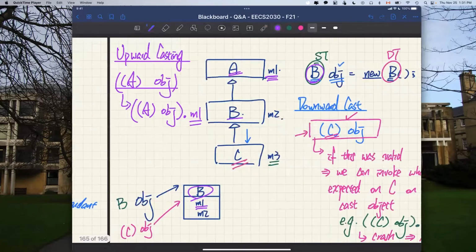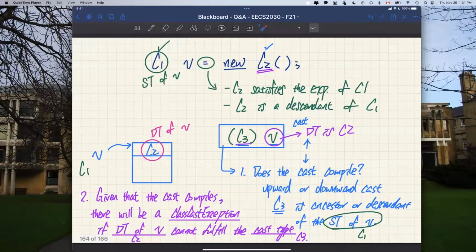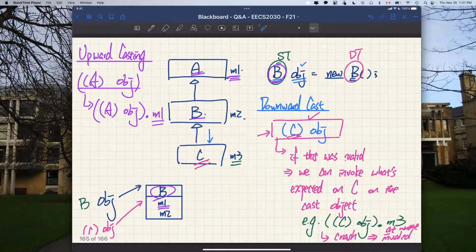So that's why we said over here, it will be a class cast exception if the dynamic type cannot fulfill the cast type. In this case, can the dynamic type B fulfill A? Indeed, it can, because it is a descendant class of that. But can B fulfill C? In this case, it cannot. So that's why we get a class cast exception.